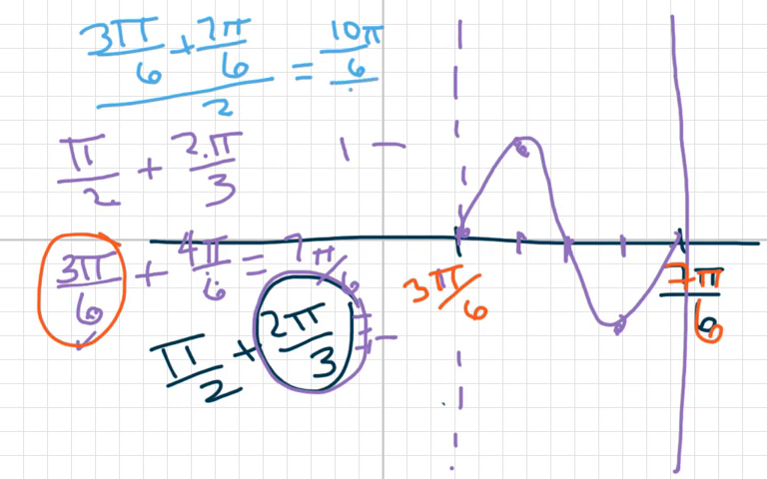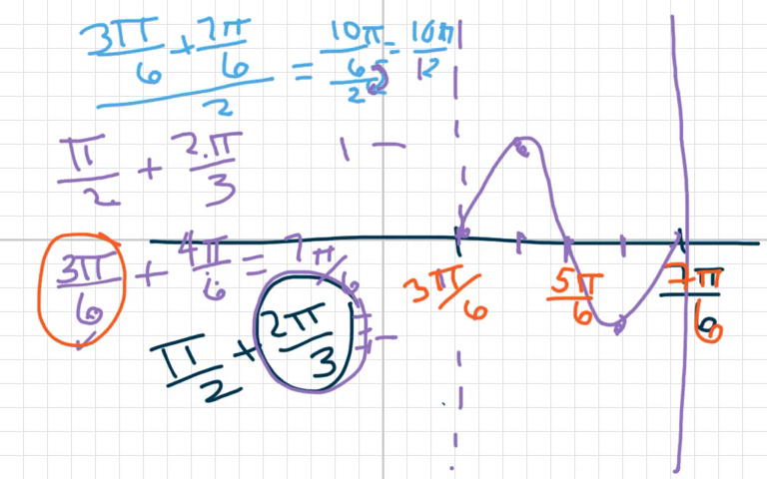divided by 2, which gives you 10 pi over 12. You just multiply these two. You always just multiply these two over 12. So that's going to give us 5 pi over 6. And you should be able to tell just by looking that that's the midpoint, 5 pi over 6.